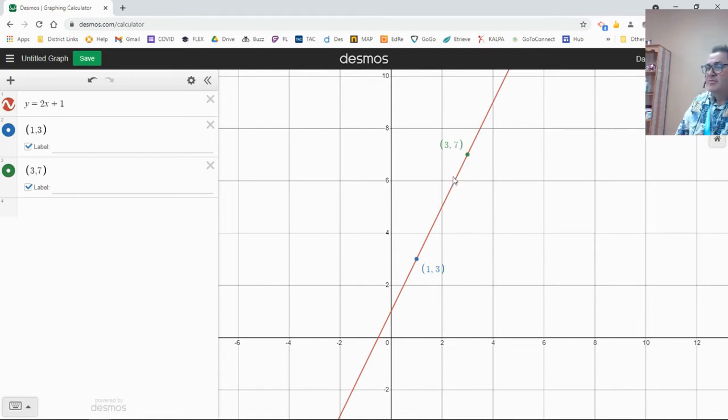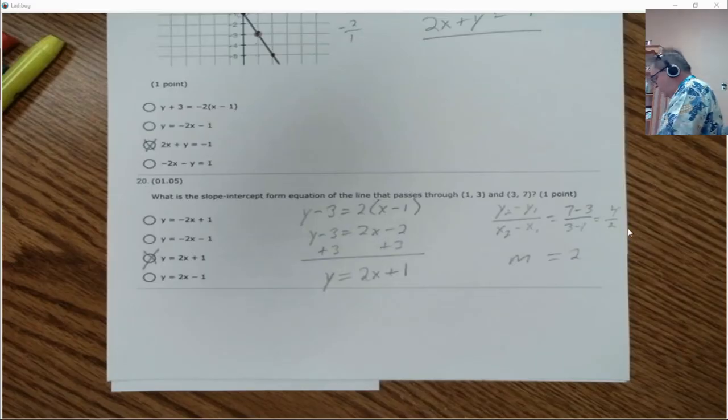Yeah, the line goes through both points. So we know that's correct because that's exactly what we're seeing. Next problem.